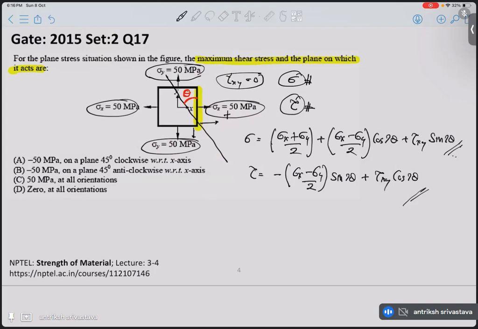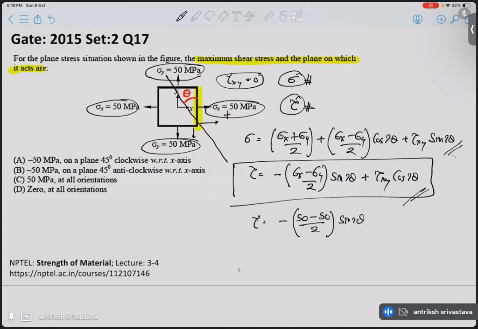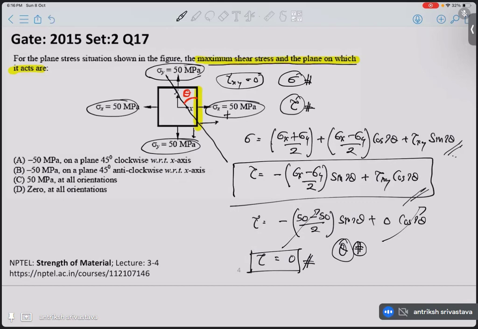Okay. Now let's substitute the values. We are interested only in shear stress, so we will write only tau. Tau will be minus sigma x 50, sigma y 50 by 2 sine 2 theta, tau xy 0, cos 2 theta, 0, 0, tau is always 0. So from this equation, what we find is that the shear stress is always 0 no matter the value of theta. So the answer to this question, that is the maximum shear stress and the plane on which it acts, is 0, and since it is 0 everywhere, it is maximum at all the orientations.